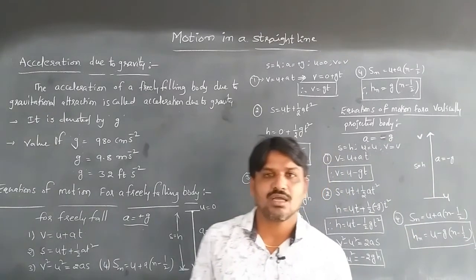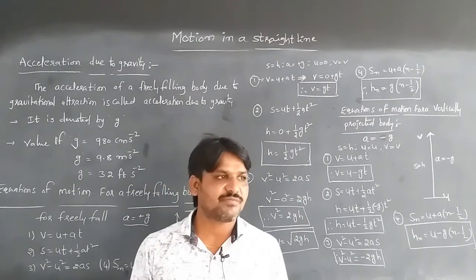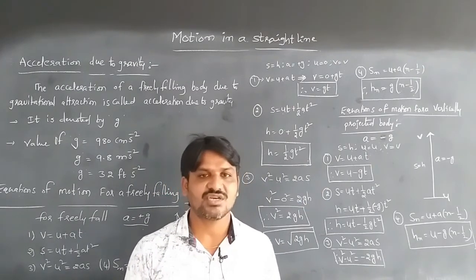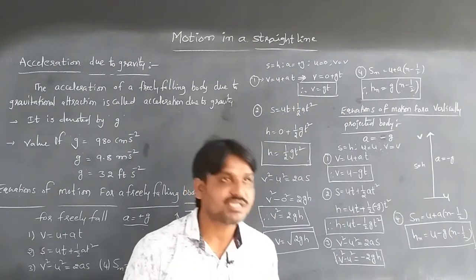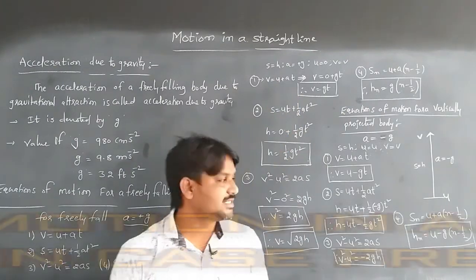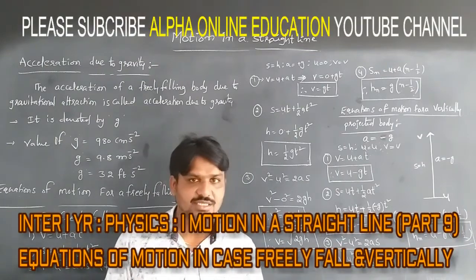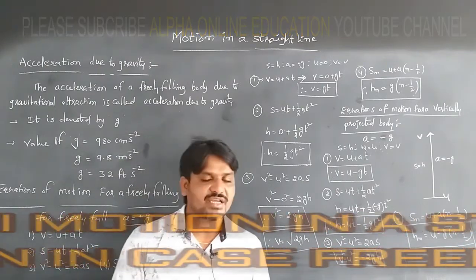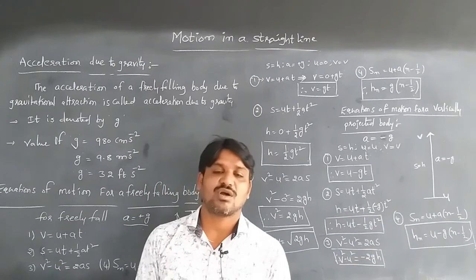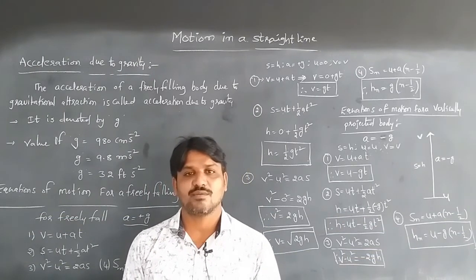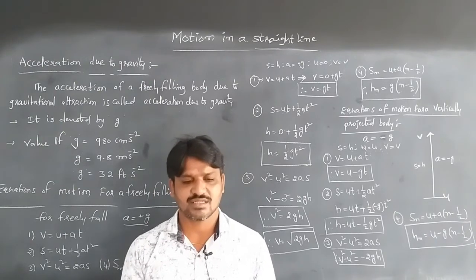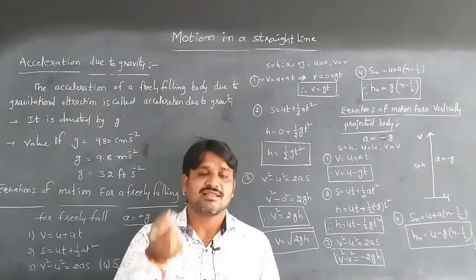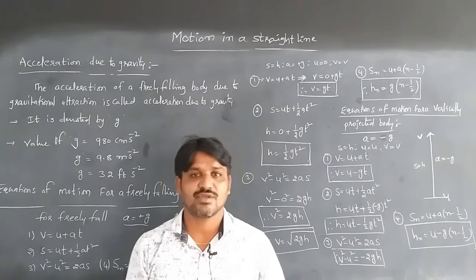This is about the change of equations of motion when the body is freely falling and when it is projected vertically upwards. These are the changes of equations. By using these equations, we can find the parameters involved in the body's motion. Whenever the body is projected vertically upwards, what are the parameters involved? We can read that now.